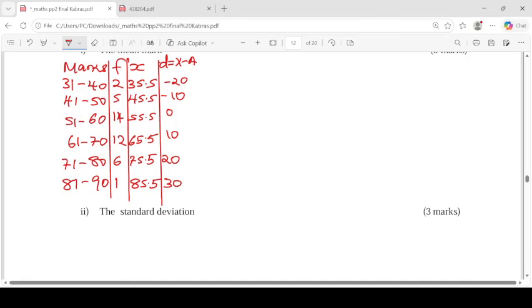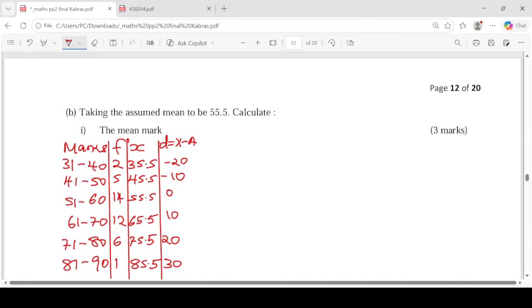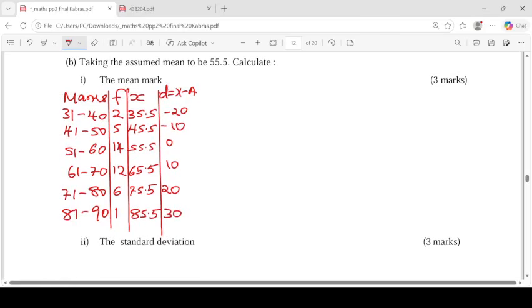After this, we can populate a column we call the FD column. FD column means F times D. So 2 times negative 20, this is negative 40. 5 times negative 10 is negative 50. 14 times 0 is 0. 12 times 10 is 120. 6 times 20, that's also 120. 1 times 30, that is 30.